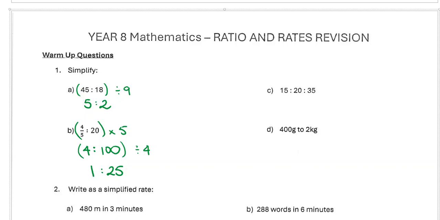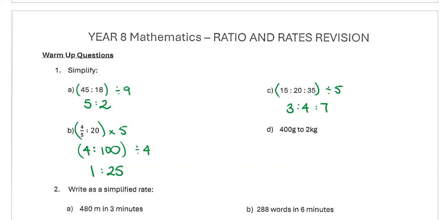3 numbers in a ratio you can't do on the calculator. So you definitely need to find the common factor in there to divide by. And for 15, 20, and 35, you can divide by 5. 15 divided by 5 is 3, 20 divided by 5 is 4, 35 divided by 5 is 7.